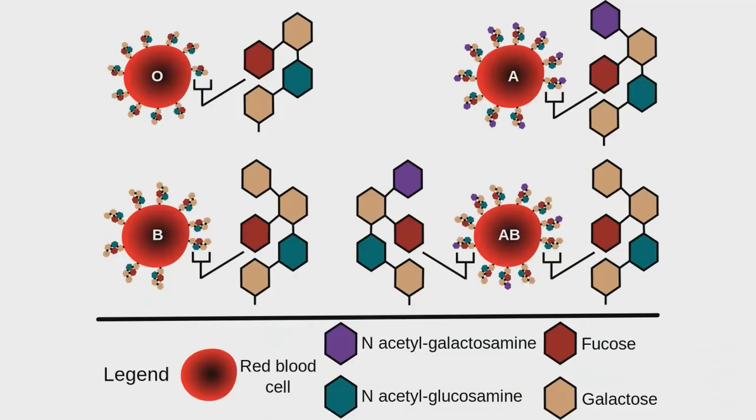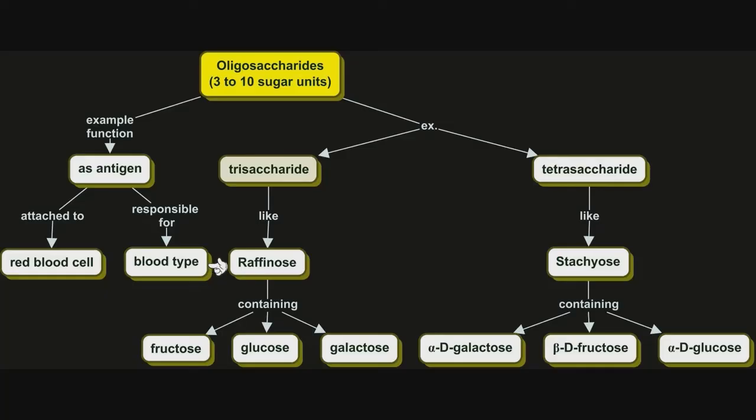These are the different red blood cell types. For type O, this is the oligosaccharide that is attached to O, which determines the antigen of blood type O. For blood type B, this is the oligosaccharide or oligosaccharides that are attached to B. And this is the antigen that is attached to type A red blood cells. And this is the antigen or the oligosaccharide that is attached to blood type AB. This antigen is responsible for determining our blood type.